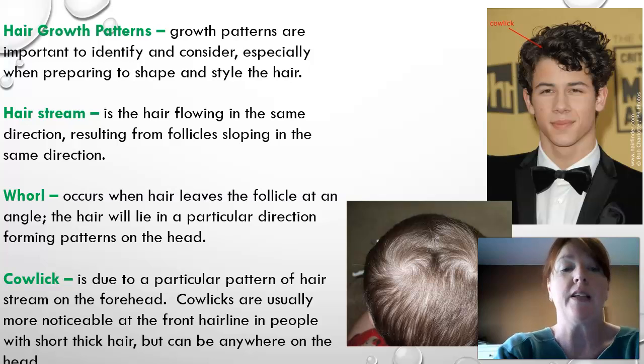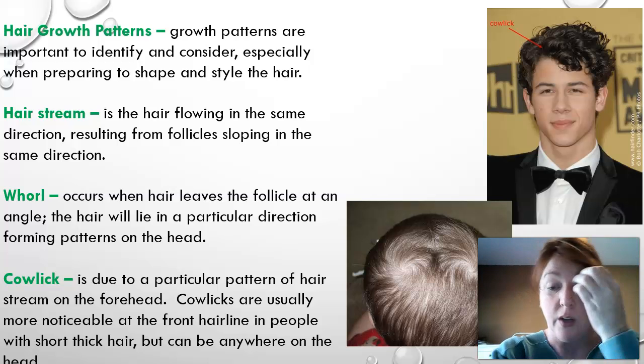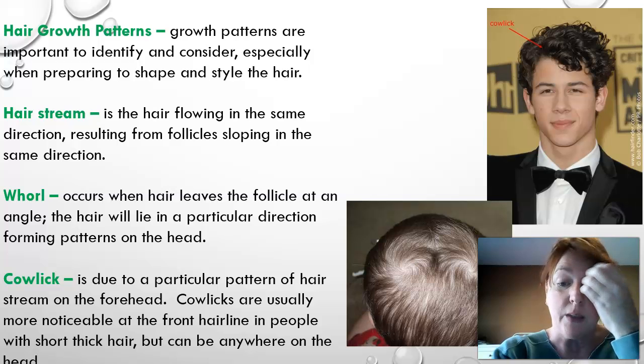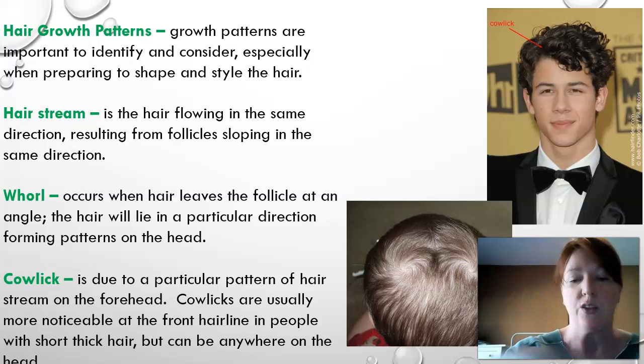So hair stream is the hair flowing in the same direction, resulting from the follicles all sloping in the same direction. A whirl occurs when the hair leaves the follicle at an angle. The hair will lie in a particular direction, forming patterns on the head, which is considered the crown, which you see here in the photo, the young lad with the double crown. You can actually see how the hair moves in that circular direction.